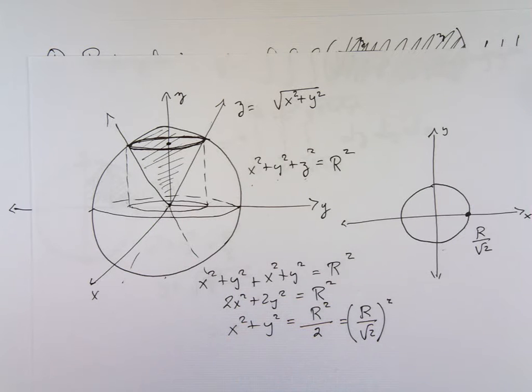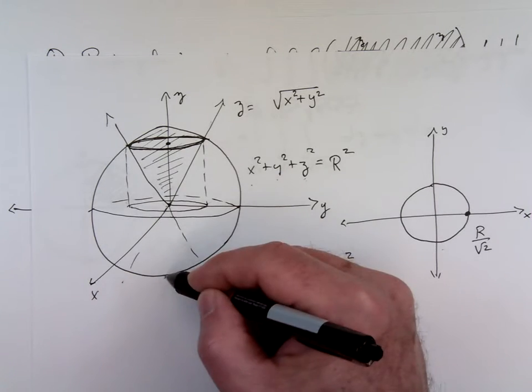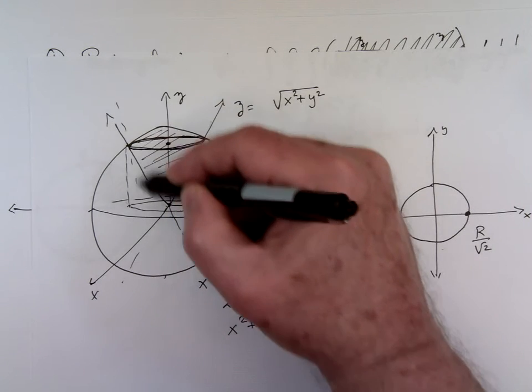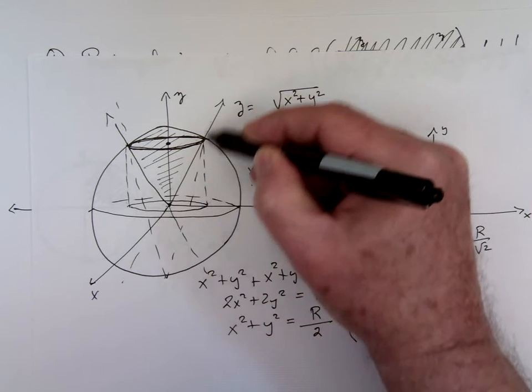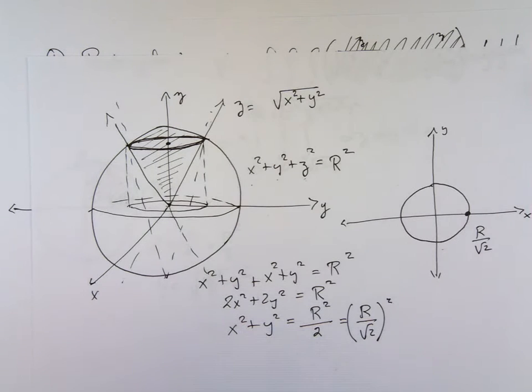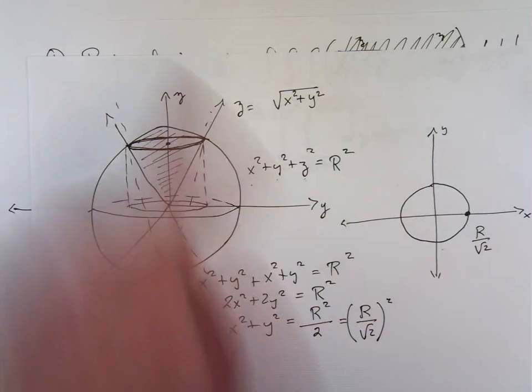You'd have to break that up into a couple pieces, it seems to me, because if you had this cone like this, you'd still have to find the intersection, but you'd have to break it up into two. Yeah, you would have a different integral.